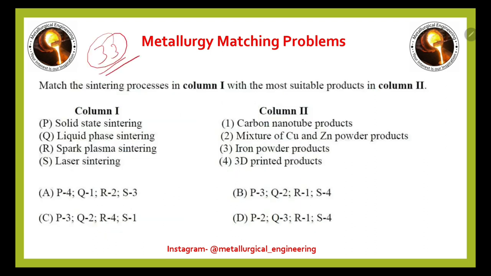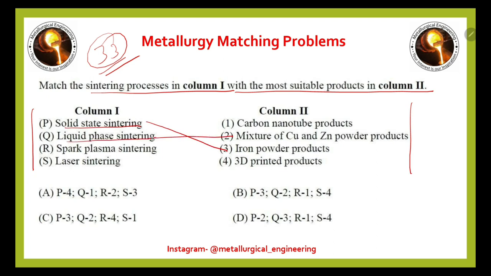33. In this matching problem, match the sintering process in column first with the most suitable products in column second. So solid state sintering, that is iron powder products, liquid phase sintering, mixture of copper and zinc powder products, spark plasma sintering for carbon nanotube products, and laser sintering for 3D printed products. So the right answer is D part, sorry, this B part, P3, Q2, R1 and S4.